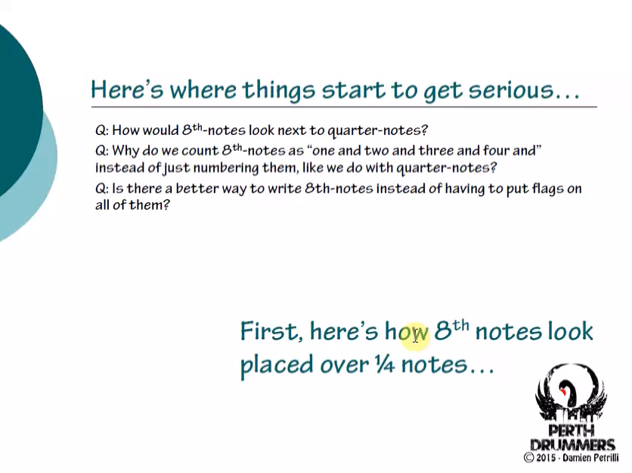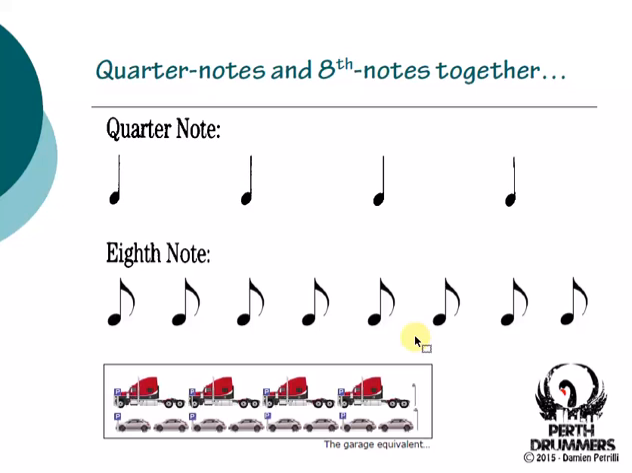Here's how eighth notes look placed over quarter notes. This is one of the most important diagrams you're going to need to know. The first line there, we can see our quarter notes. We remember from previous lessons that they're going to be counted 1, 2, 3, 4. Now we've got these new eighth notes. For convenience, I've left them all facing up, and they're going to be counted as we've just learned: 1 and 2 and 3 and 4 and. In a little graphic down the bottom there, I've shown you how that would be represented in our garage example. We see the 4 trucks, which are the 4 quarter notes, and just below that the 8 cars, which are the 8 eighth notes pictured there.